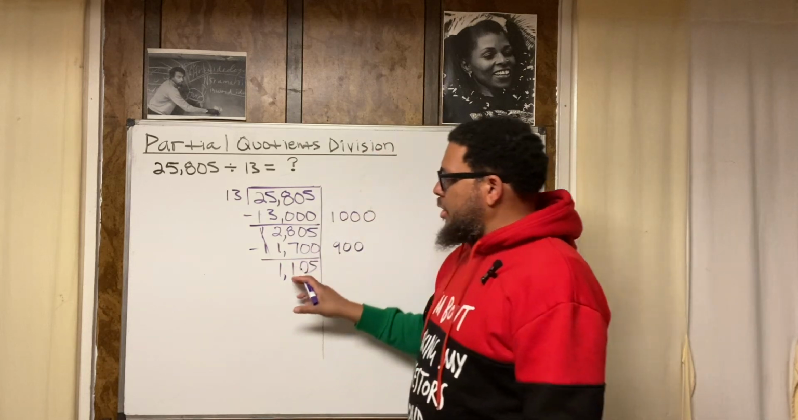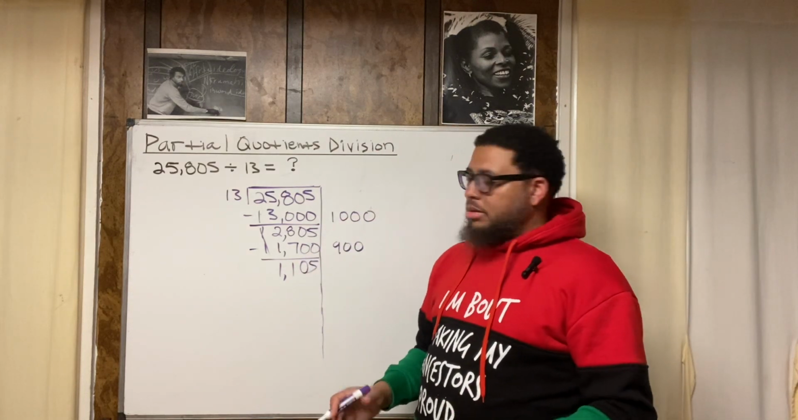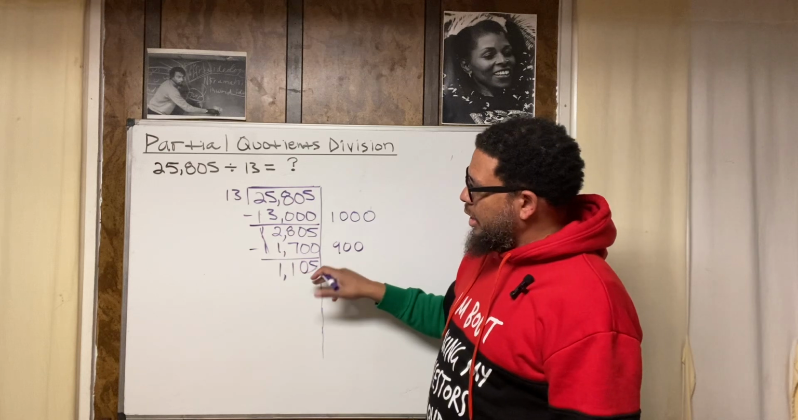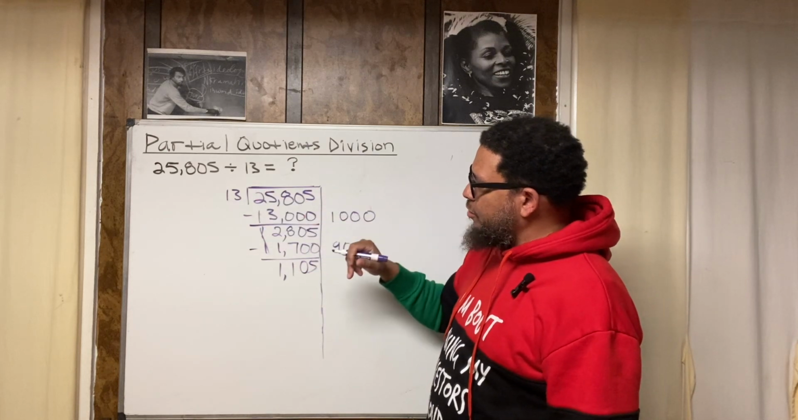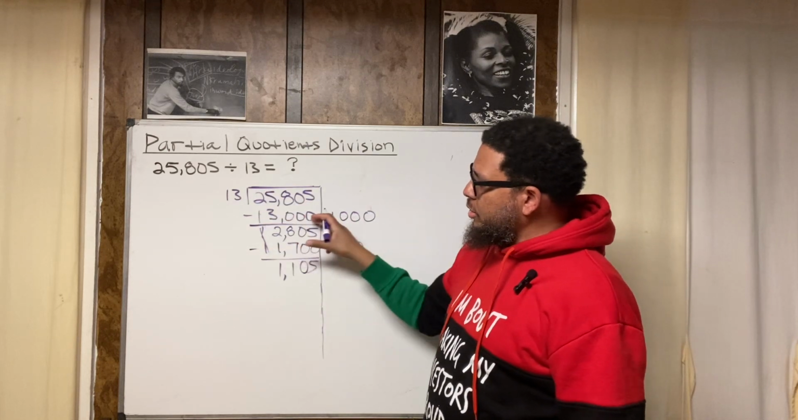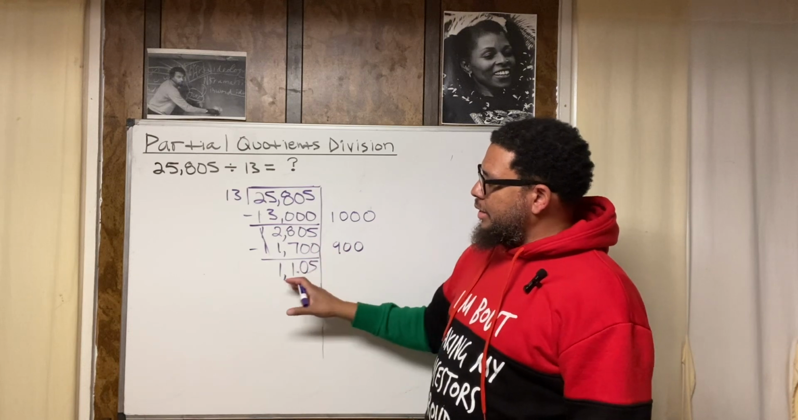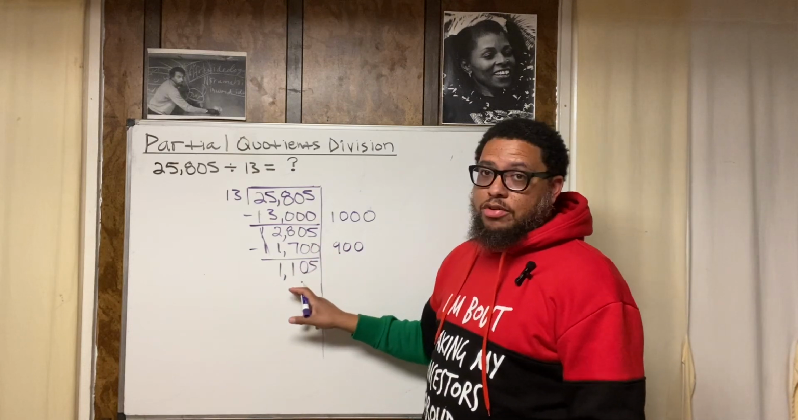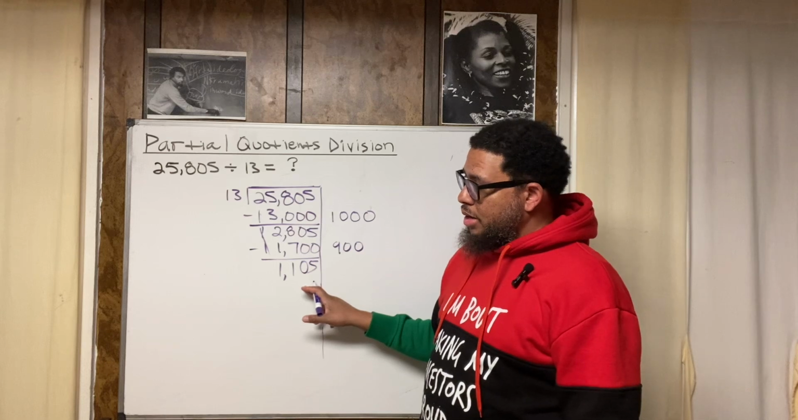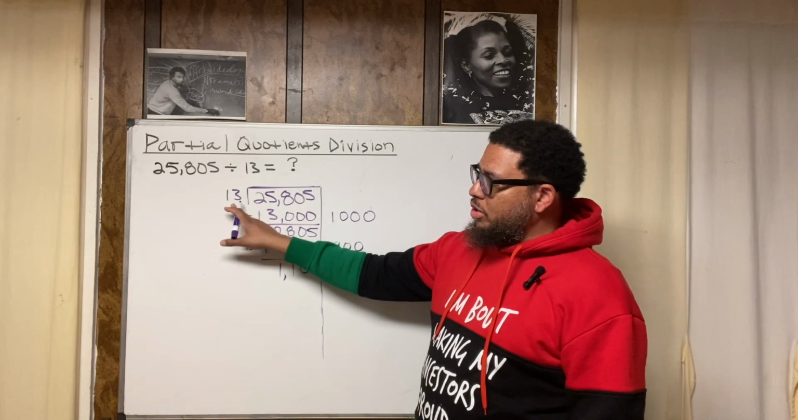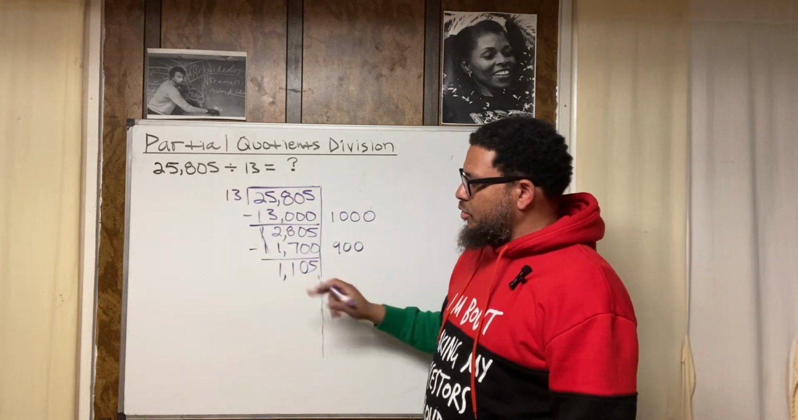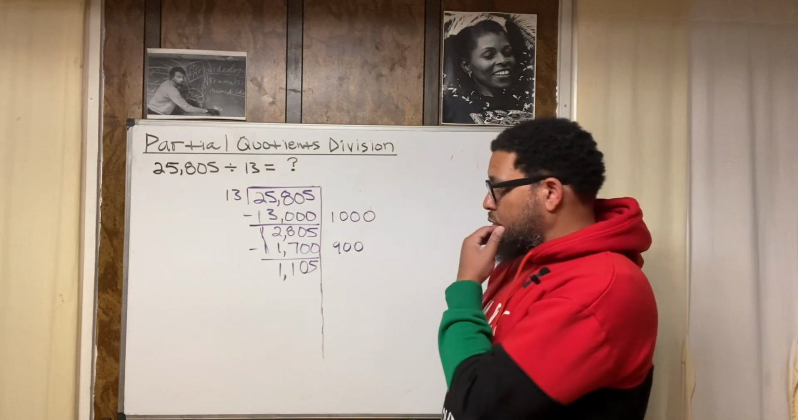So you see what's happening? My goal, keep this in mind, is to get to 0. I started out with 25,805. I broke it up, 13,000, then 11,700. And now I need a multiple that's less than 1,105, and it's a multiple of 13. So this is what I might do.